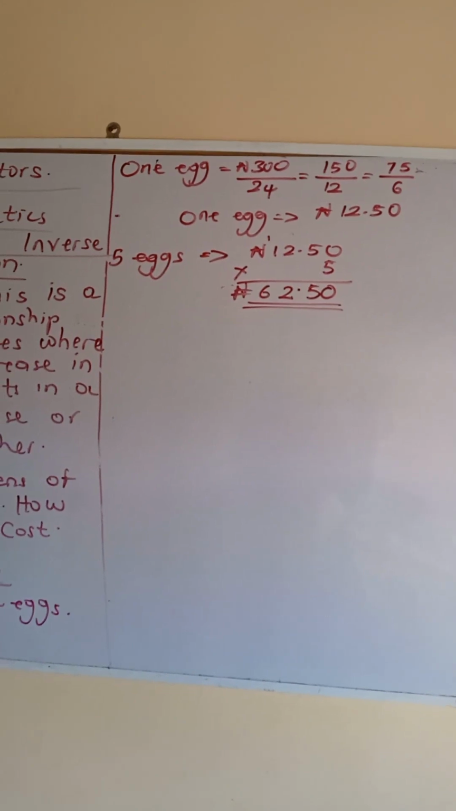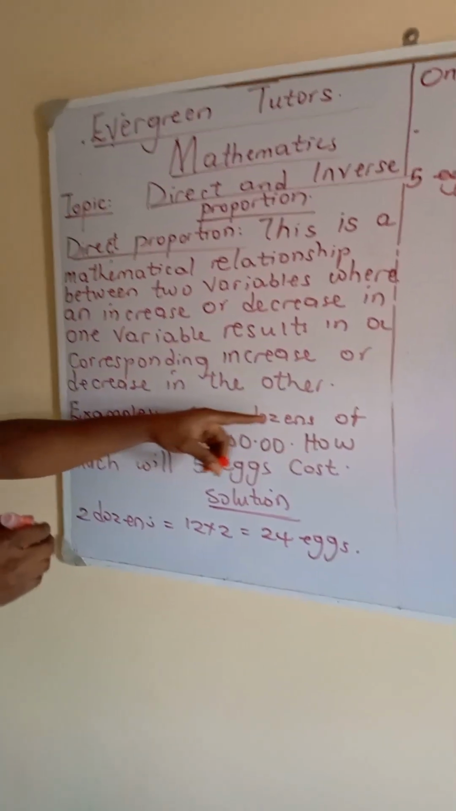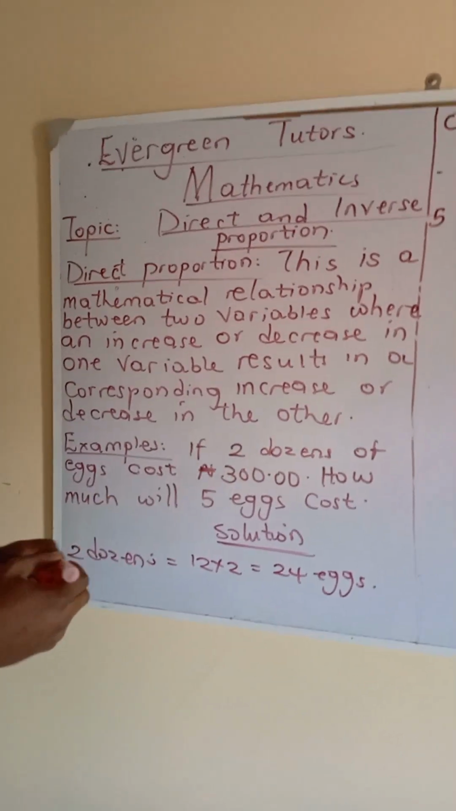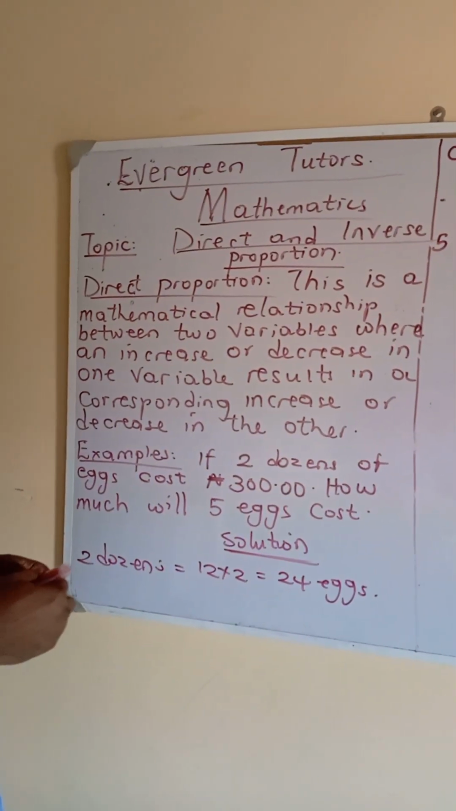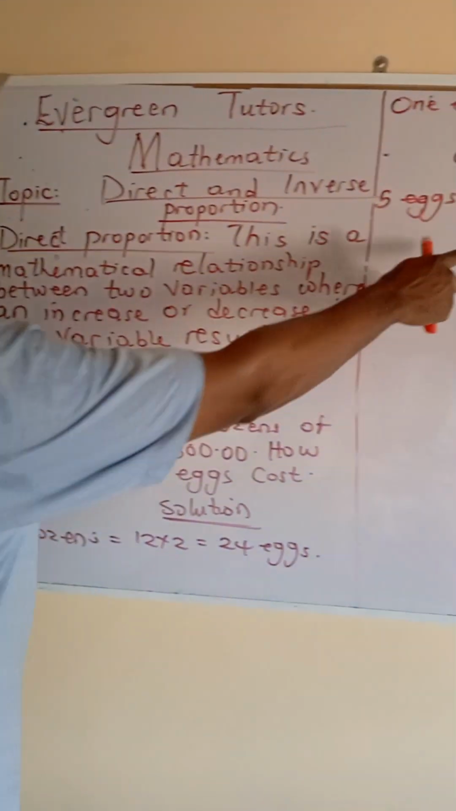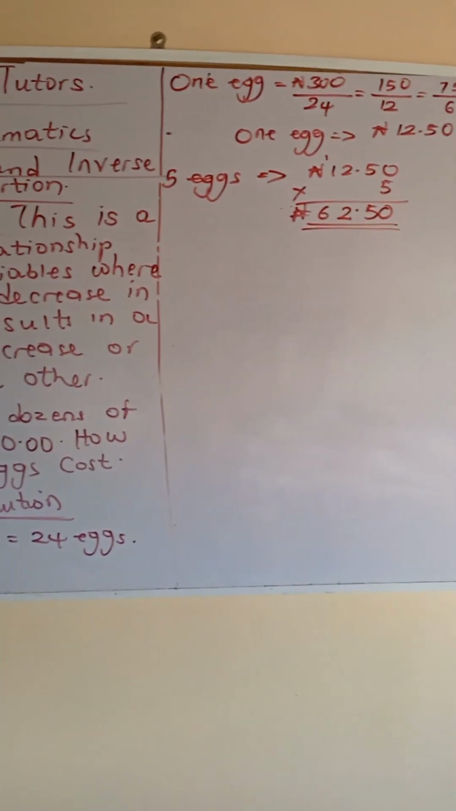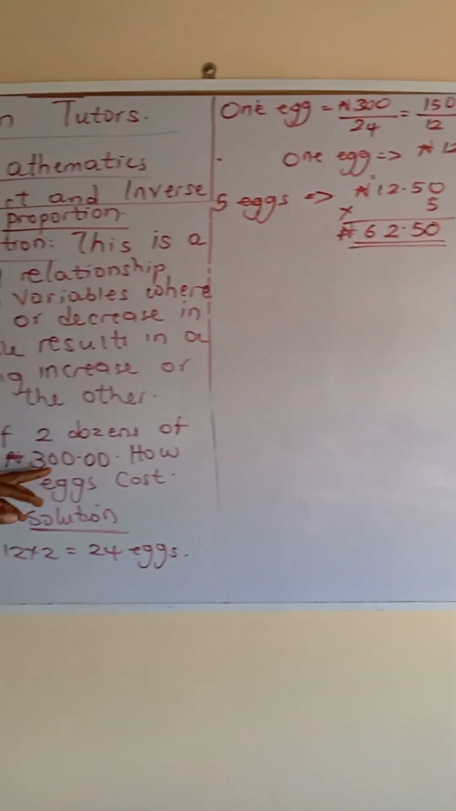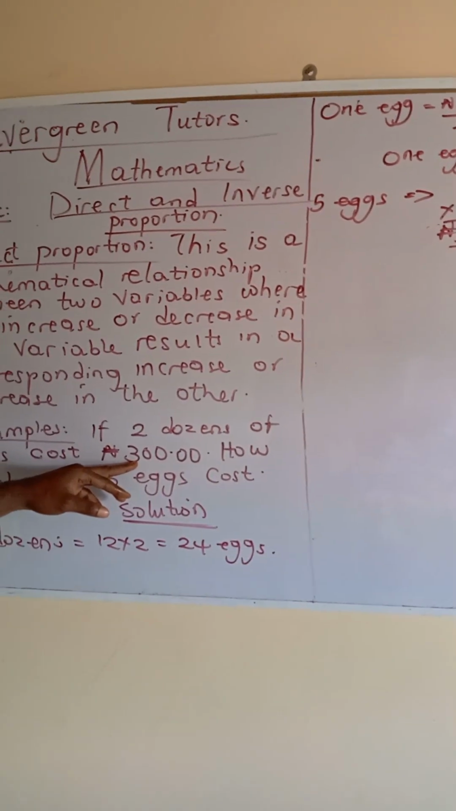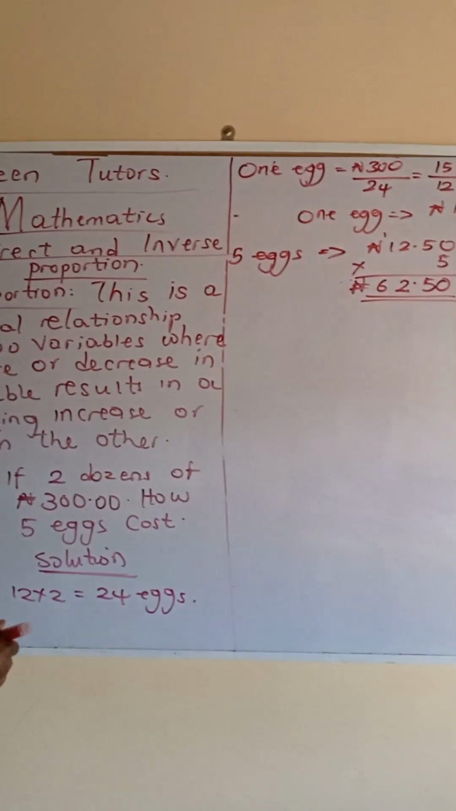Now, let's go back to the question. If 2 dozens of egg cost 300 naira, how much will 5 eggs cost? Now, as it has reduced to 5, the price has reduced to 62 naira 50 kobo. That is what it means by direct. But when it increases to 300, the quantity increases to 24. That is what it means by direct proportion.